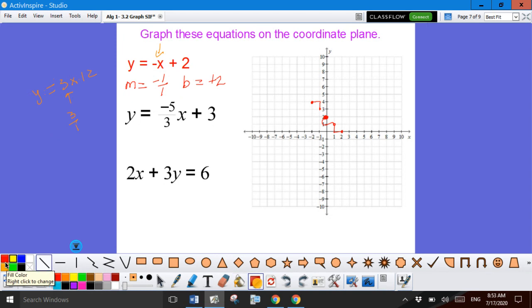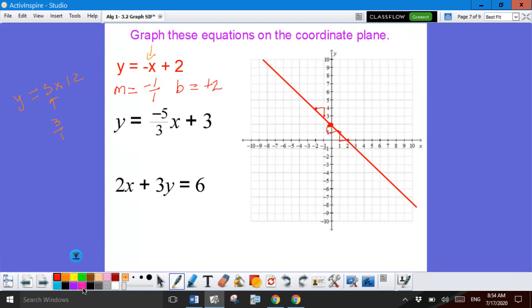So I'm going to go ahead and see if I can get this line in here. All right, there's my first one. Let me draw that in red. That'll make it a little bit easier for us with colors. All right, let's go ahead and we'll use pink for this next one. So it's ready to graph.